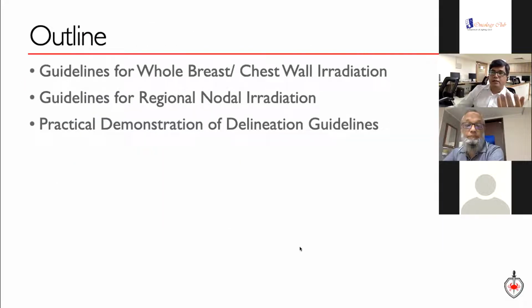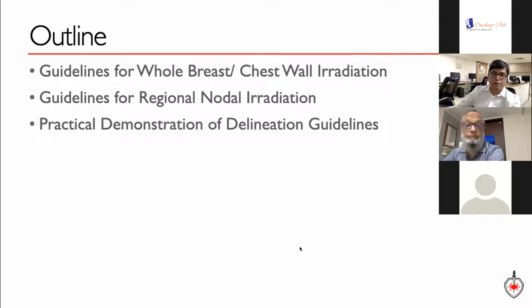Next, the outline for this presentation. So we'll go through the guidelines for whole breast chest wall irradiation. We'll go through the guidelines for regional nodal irradiation, and I'll try to practically demonstrate the guidelines on our planning system. But I'm not going to teach you borders. I'm not going to teach you this is the medial border, this is the lateral border, this is where you should stop your contouring anteriorly, this is where you should stop your contouring inferiorly. That is all in the literature.